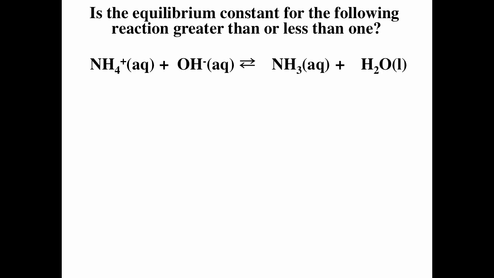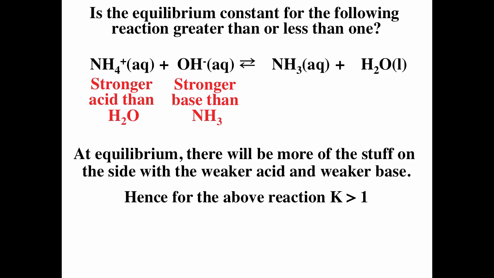If we look at this one, we have ammonium ion plus hydroxide going to ammonia plus water. And so again, we just need to figure out one of them. Hydroxide is going to be a stronger base than the ammonia. And so the reactants are stronger, they're more reactive. And so at equilibrium, we should have more products. And so K should be greater than 1. Really kind of cool. And so we talked about Kw, Ka, Kb.